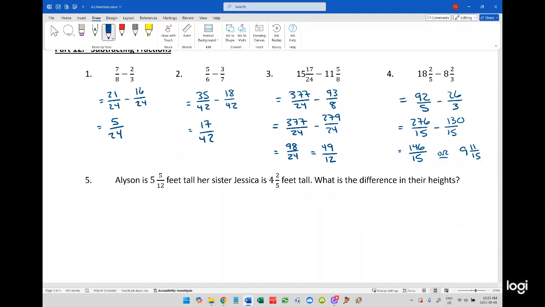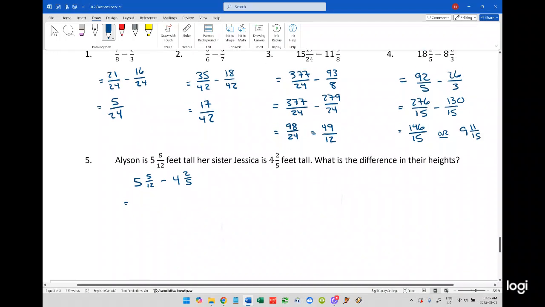Okay, final question for fractions. Allison is 5 5/12 feet tall, and her sister Jessica is 4 2/5 feet tall. No one in the world measures feet in fifths, but whatever. For this question, we'll do it. What is the difference in their heights? So we're going to do Allison's height, 5 5/12, and we're going to subtract off Jessica, which is 4 2/5.